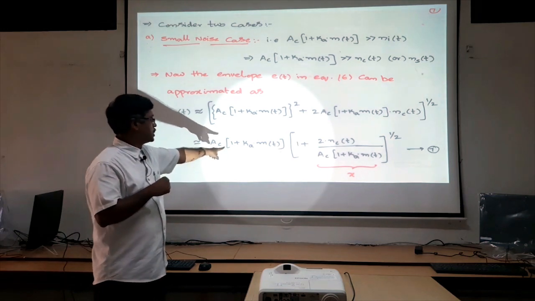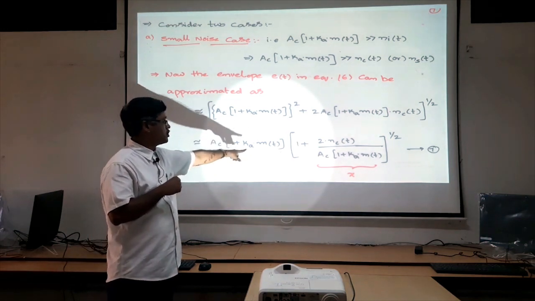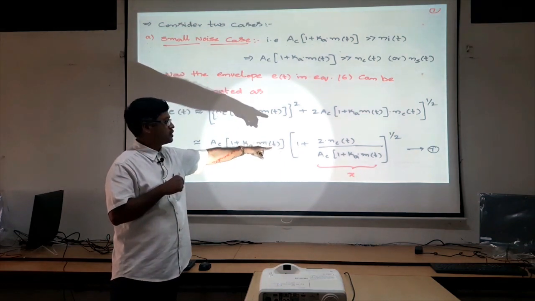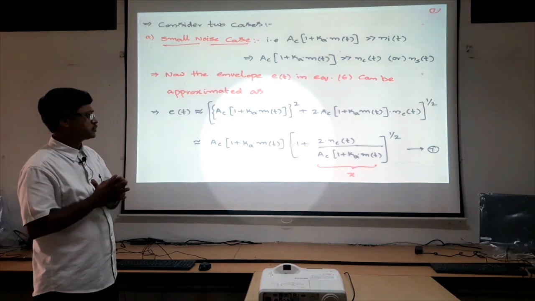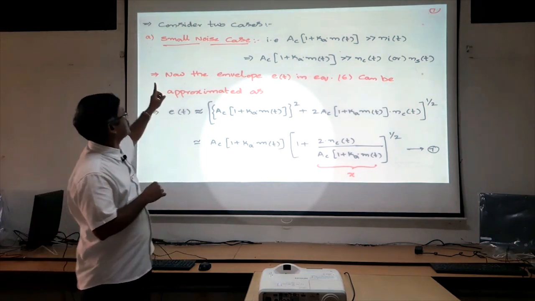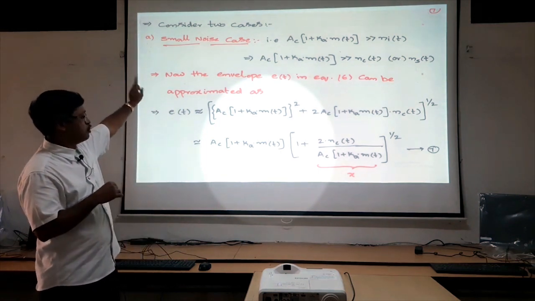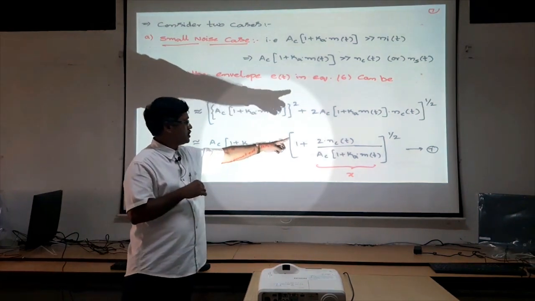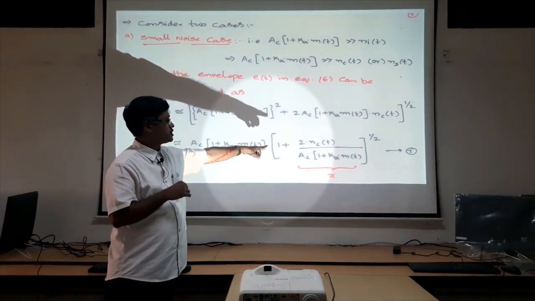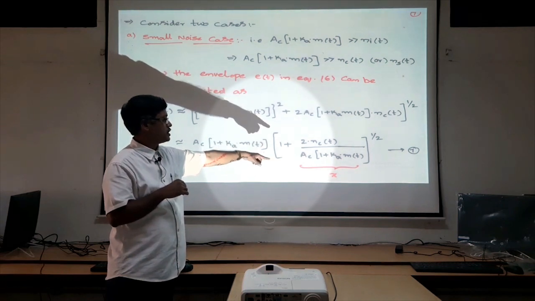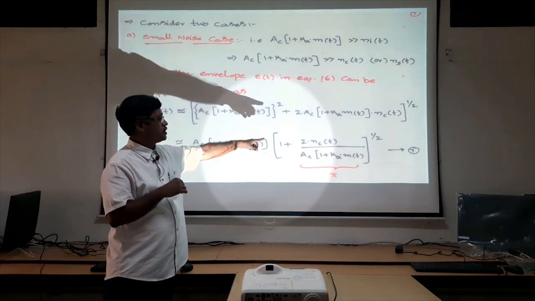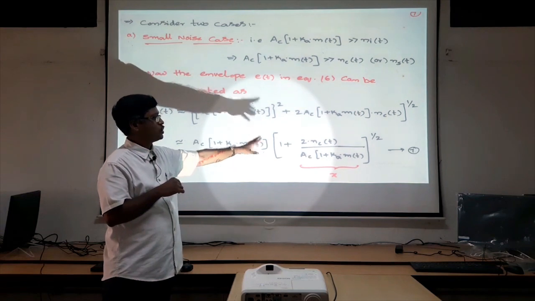So I can define it as Ac(1 + Km(t)) into 1 plus 2 Nc(t) divided by Ac(1 + Km(t)), the whole power 1 by 2. As the case itself says, the noise is small. Whenever I focus on the ratio in the second term, the term itself is small. Now I am assuming this as X. So when Nc(t) is small, the whole ratio X is very small.